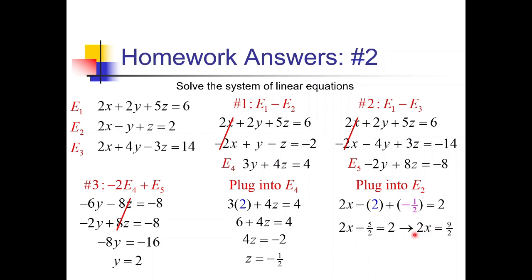And then finally, dividing both sides by 2 is the same as multiplying by 1/2. So I've got 9 over 2 times 1 over 2 is 9 over 4. So there's my x value. So putting it all together into a complete point, I've got 9/4, comma 2, comma -1 over 2.